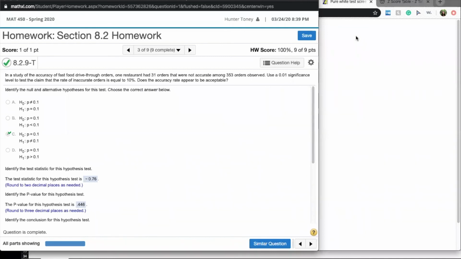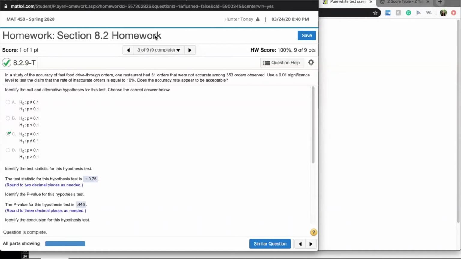So first things first, we're going to make our hypotheses. It's kind of cheating when I do the problem first, I suppose. But when we're creating our null and alternative hypotheses, we want to look at the problem and decide how we want to compare them. So for this one, obviously we're using a proportion because we're seeing how many orders were inaccurate amongst a total number.